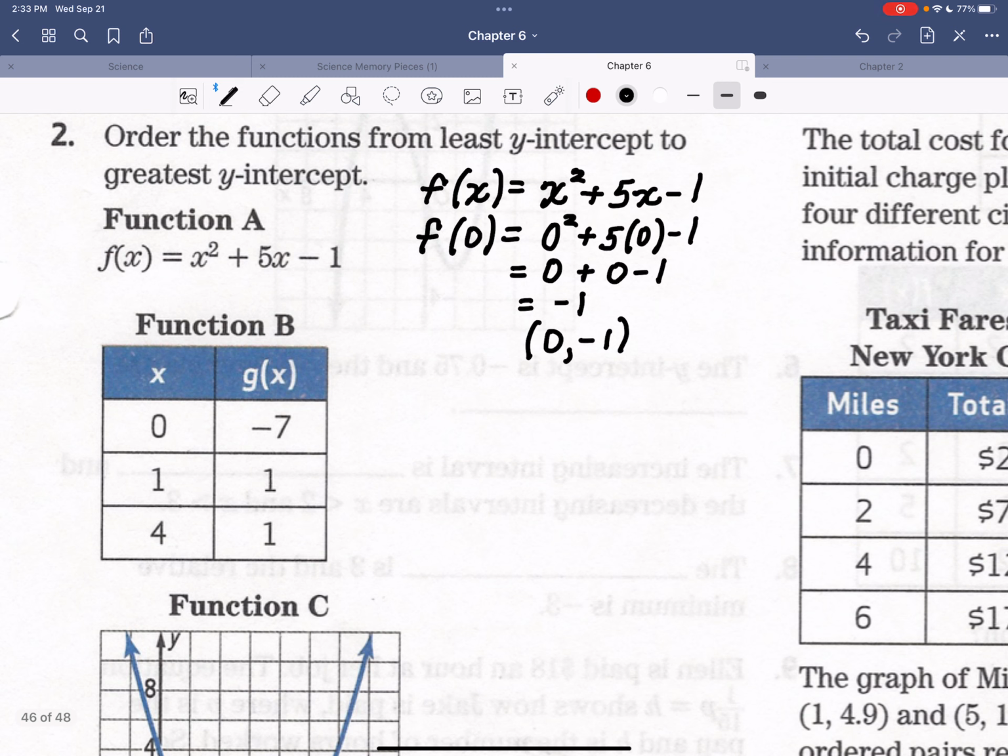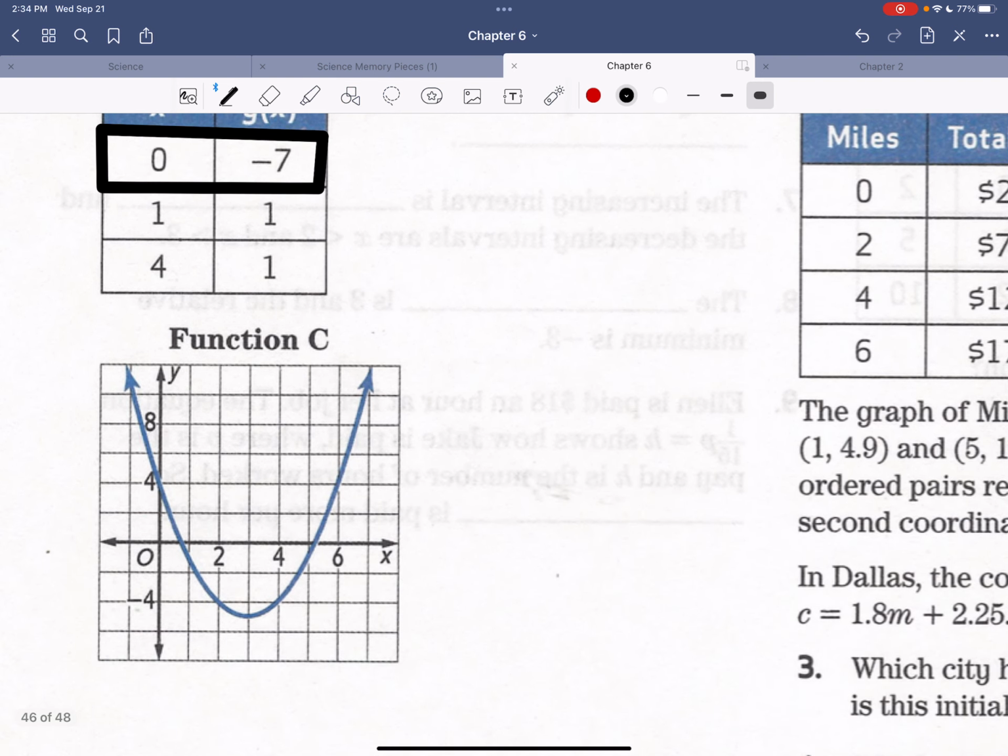This one, we have the y-intercept in the table. They were nice to us here. X is 0, y is -7. Okay, that's g of x. And then function c, we can see the y-intercept is right here. That's going to be x is 0, y is 4.